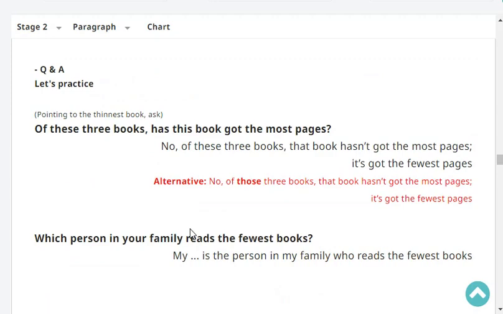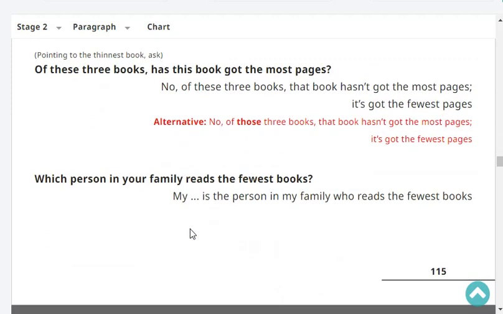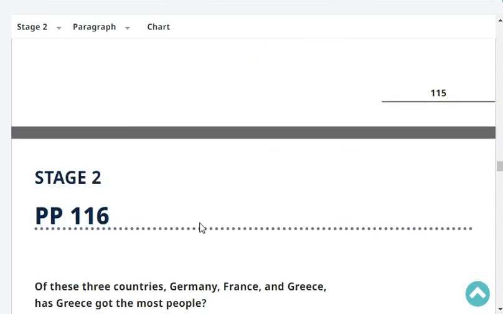Very good. Next, which person in your family reads the fewest books? My daughter is the person in my family who reads the fewest books.